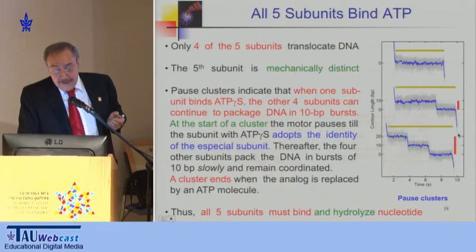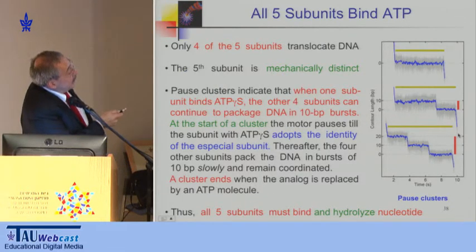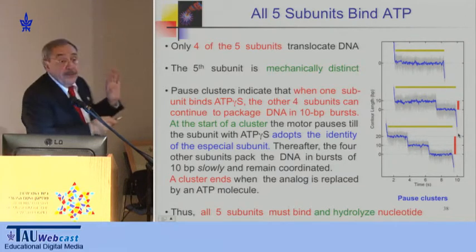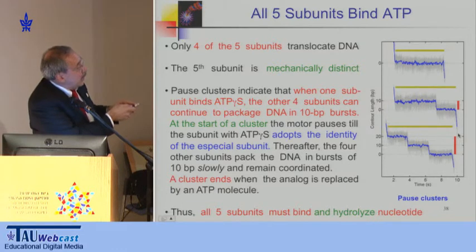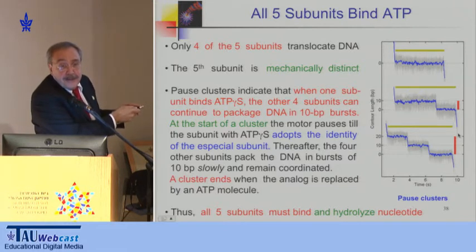So let's go back to this observation of the pause clusters. Remember, sometimes you see these clusters, and this cluster means that the motor has bound one ATP gamma S, and then the motor is not happy. In fact, the motor is stuttering because it's waiting for a long time, seconds really, 2, 4, 6 seconds, before it suddenly manages to make 10 base pairs, and then it stops. And then it manages to make 10 base pairs, and then again it stops.